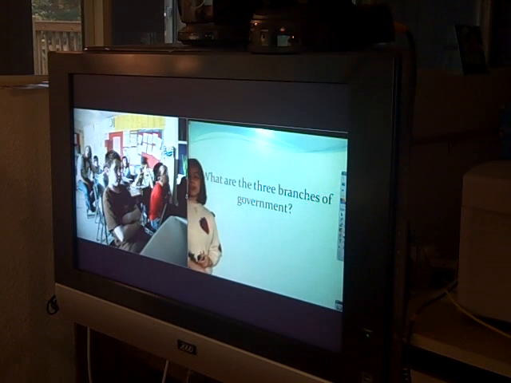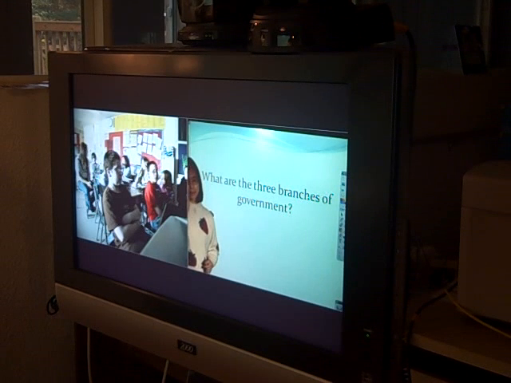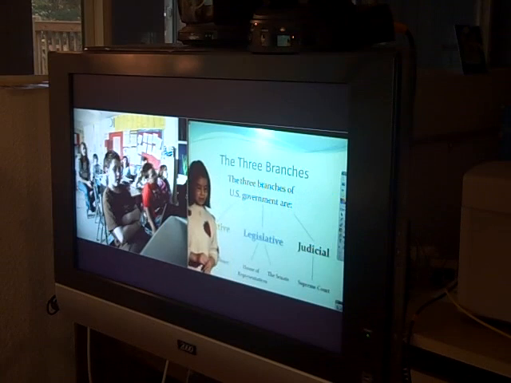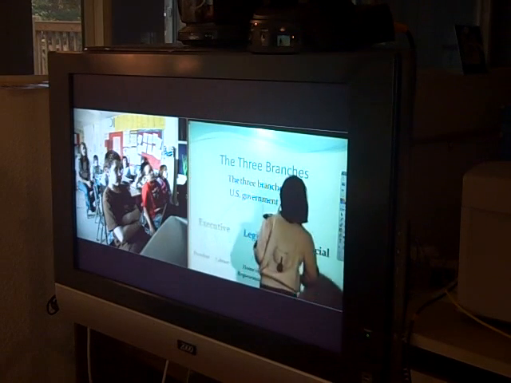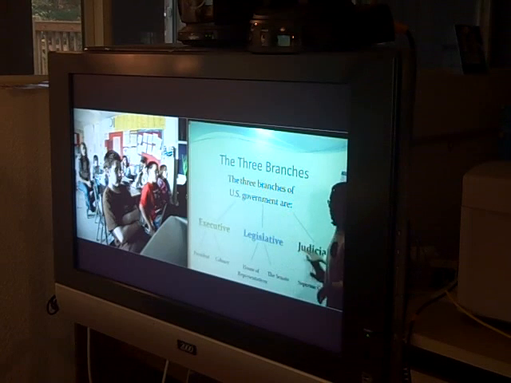What are the 3 branches of government? Anybody? Okay, see what we got here. Dylan, the judicial branch, the legislative branch, and the executive branch. Very good. So if you take a look at it, the 3 branches of the United States government are executive, legislative, and judicial, in any order in which you like them.